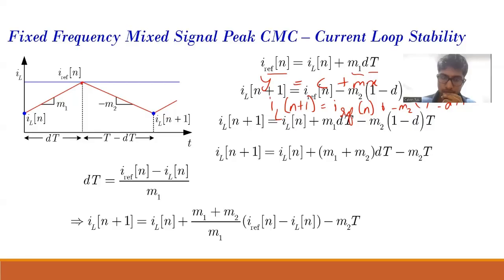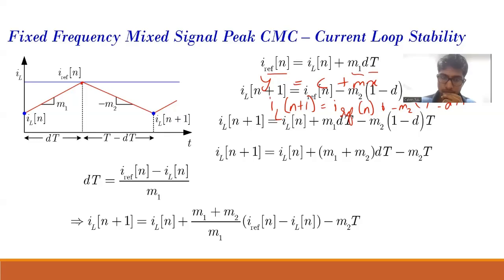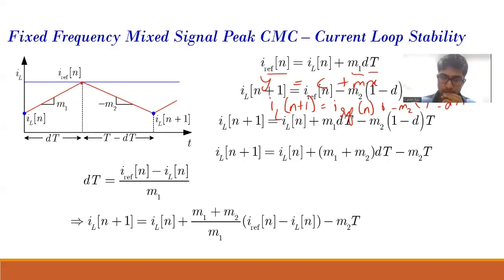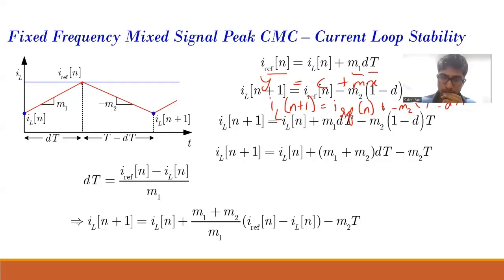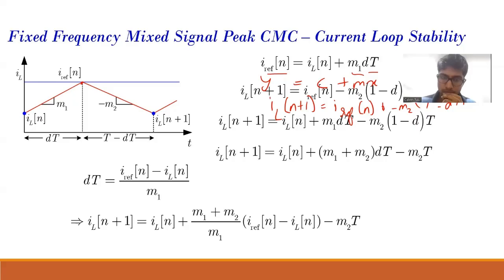This M2 into T is a fixed value. We assume it to stay fixed because when we are analyzing it, the M1, M2 are fixed, and T also is fixed. So this quantity is fixed, so it gets ignored. The derivative of that is 0. Now this is my perturbed quantity. Now we can take the Z transform of it.